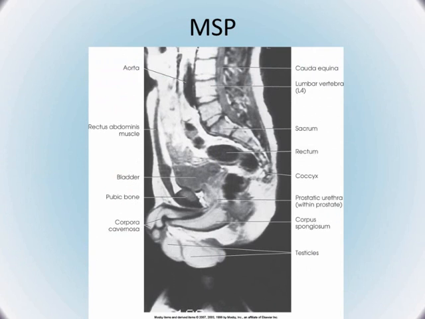In the male patient, we can visualize the aorta, the rectus abdominis muscle, the bladder, the pubic bone, the testicles, the prostatic urethra within the prostate, the coccyx, the rectum, the sacrum, L4, and the cauda equina.